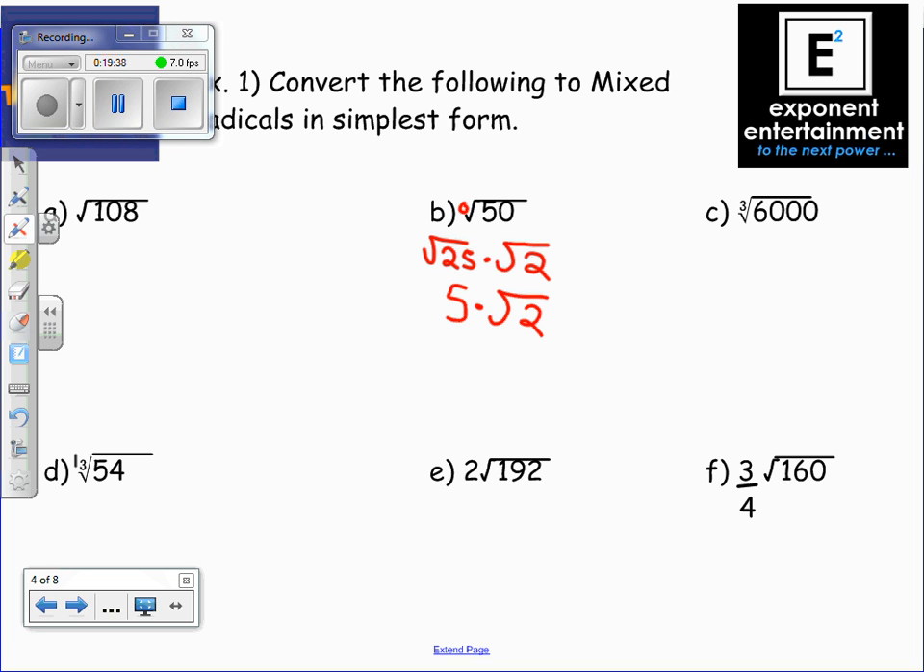What's the largest number in our cube root chart that divides into 6,000? 125. Now here's the trick. This little number here, you have to keep it through the entire question. It's not a coefficient, it's an index. So that means when we go to this next step, we need to keep that little 3 there.